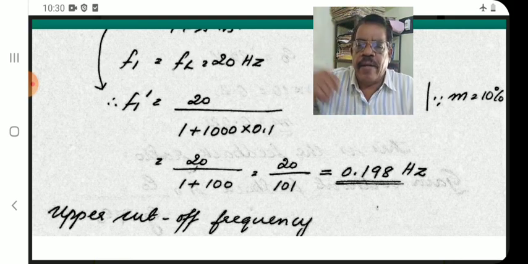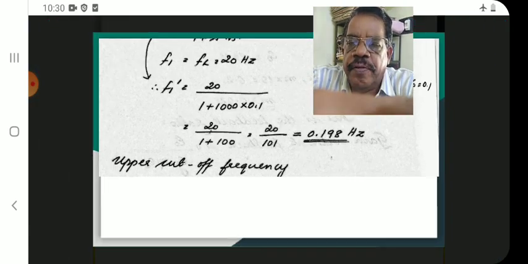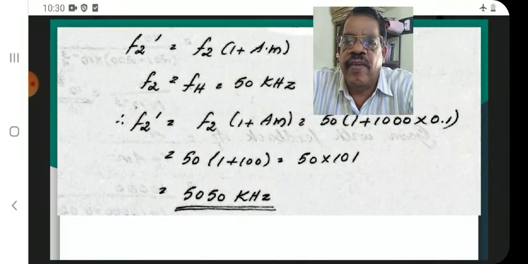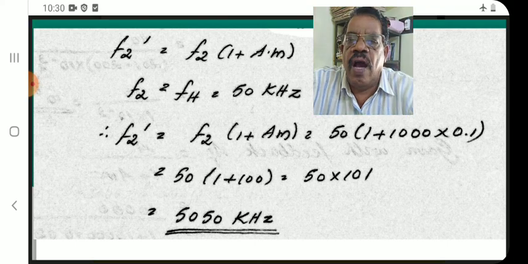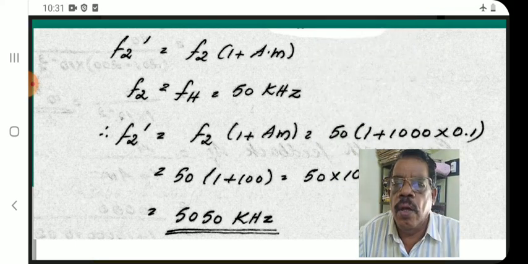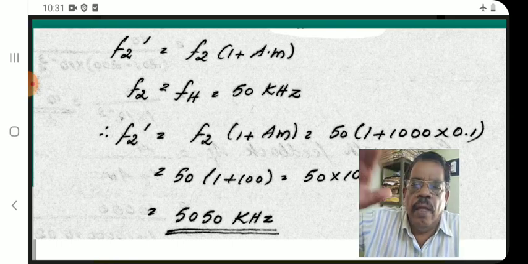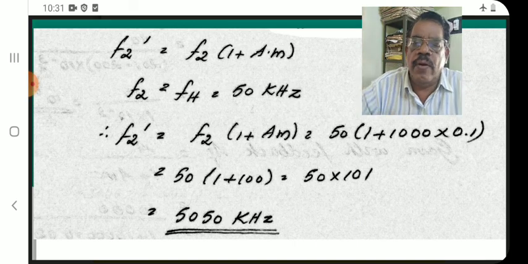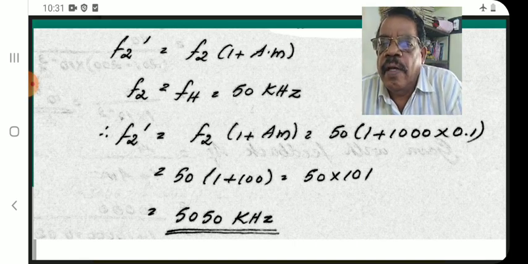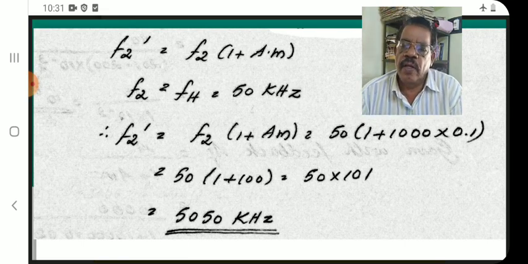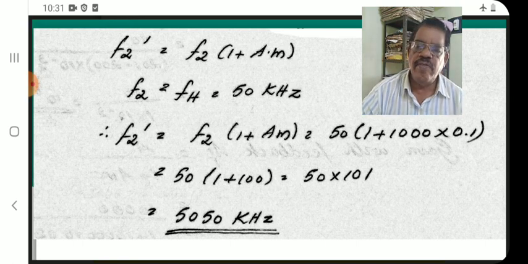Now we can see the upper cutoff frequency. We calculate it by the equation F2 dash is F2 into 1 plus AM. F2 is FH, 50 kHz, and you can keep the unit kilohertz itself, no need to convert. That is 50 into 1 plus 1000 into 0.1, 50 into 1 plus 100, 50 into 101, that is about 5050 kHz. The upper cutoff frequency increases.